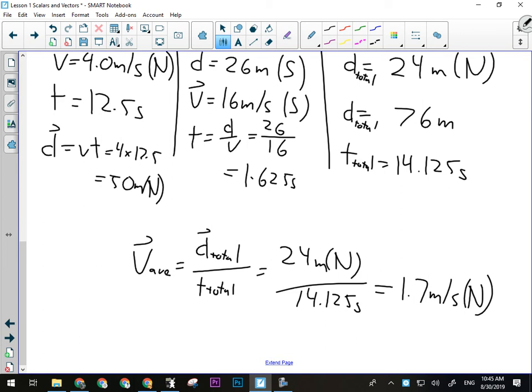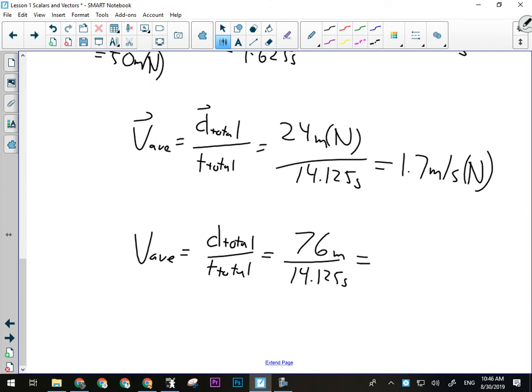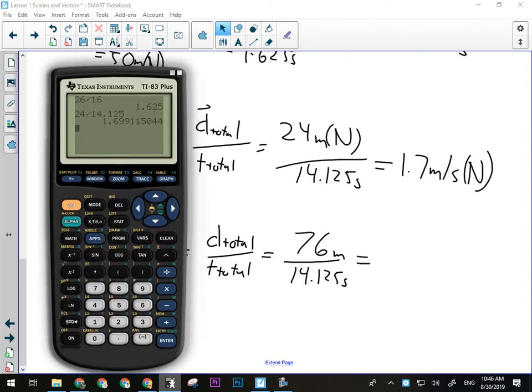All right, and then the last thing here is I have to find the average speed. Speed is scalar, so that's going to mean the total distance divided by the total time. We said the total distance was 76 meters divided by the same amount of time, 14.125 seconds. So we're looking at 5.4 meters per second.